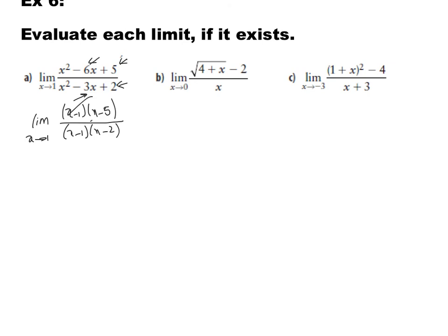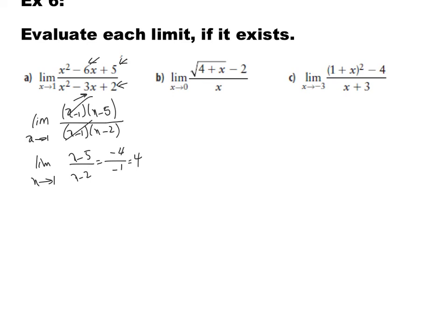This I can simplify x minus 1, so I get limit of x goes to 1 of x minus 5 over x minus 2, which is 1 minus 5 is minus 4, 1 minus 2 is minus 1, which is 4. So the limit of a is 4.